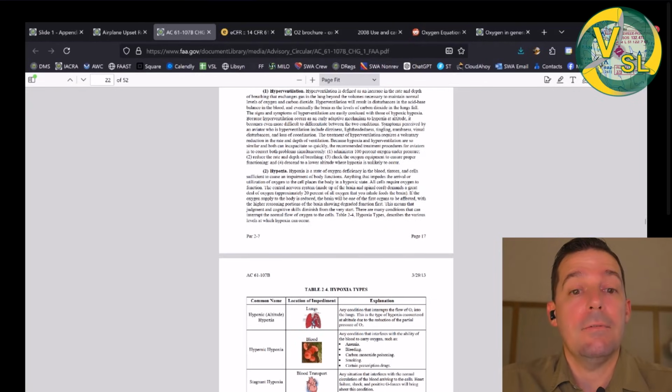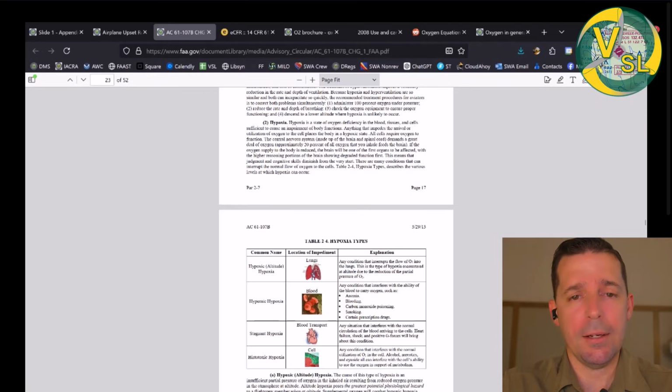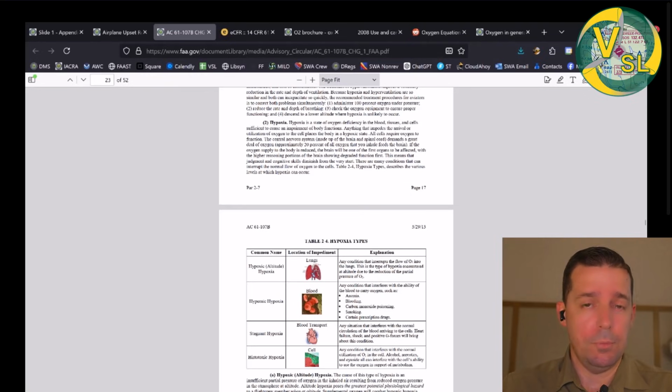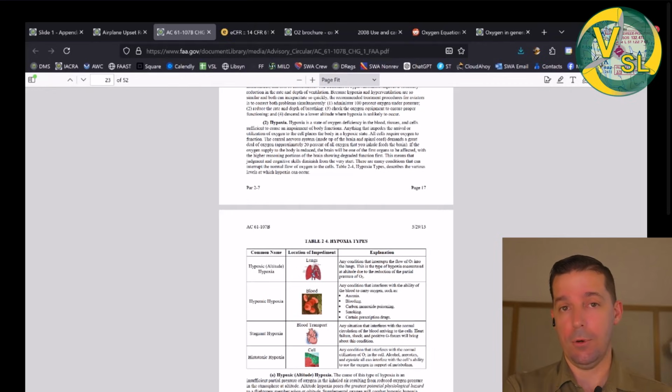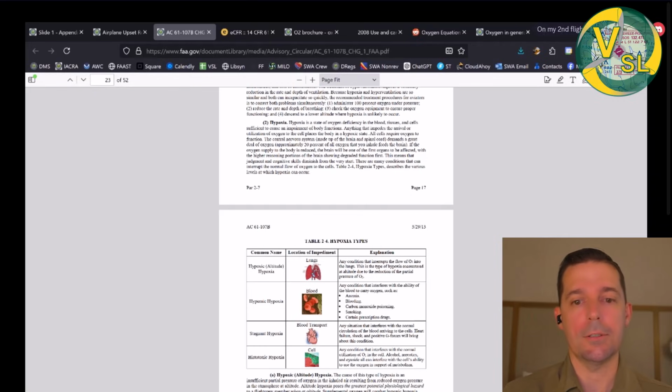All right, next we have hypoxia. So hypoxia is the state of oxygen deficiency in the blood. We all know, or should know, what hypoxia is because you study this at the private pilot level. So your typical hypoxic altitude hypoxia, that's any condition that interrupts the flow of oxygen to the lungs.